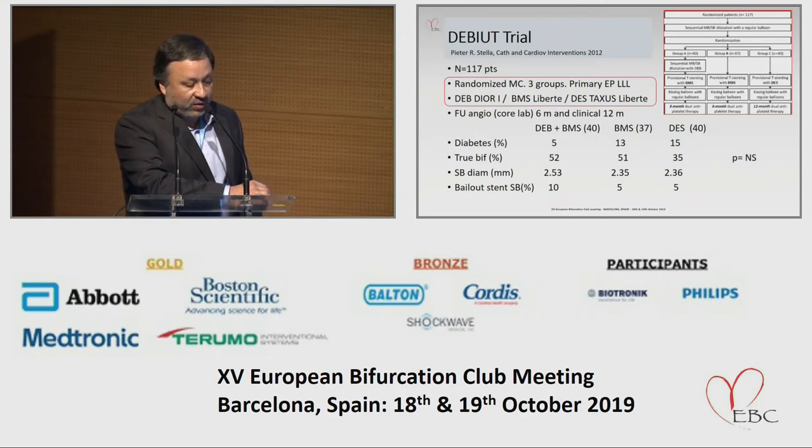They have 117 patients, and they randomized in three groups. The first one is to use the drug coat balloon Dior 1 with a BMS. The second one is to use only a provisional T stenting with the BMS Liberté. And the third arm is to use DES, Taxus Liberté, as a provisional T-stenting. They have a follow-up with angio with a core lab at 6 months and clinical at 1 year.